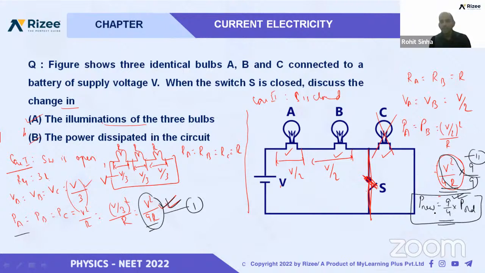That means in the new case the bulb will glow more. It will be more than the old because 9 by 4 means 2 point something, that means about twice the old power. Okay, that means it will glow more now. Anyone, any problem? Okay, I explained once.